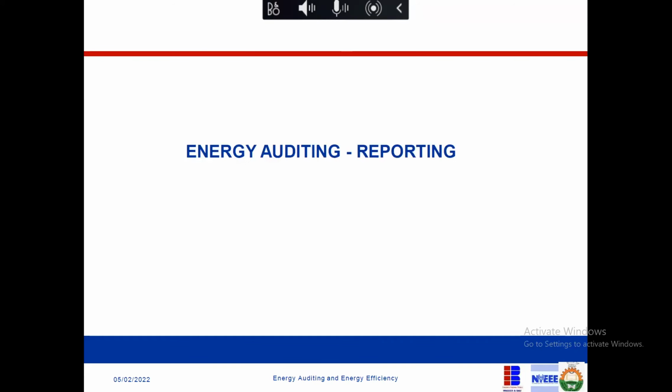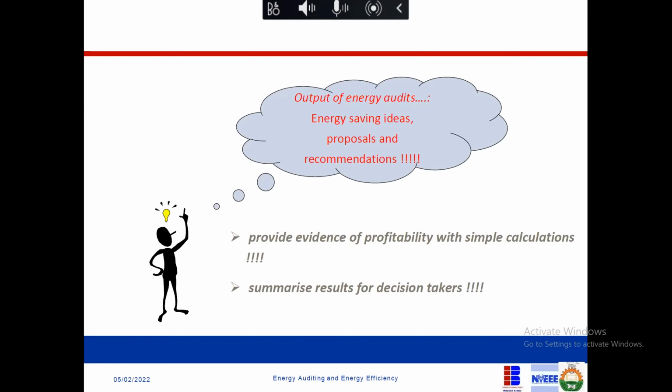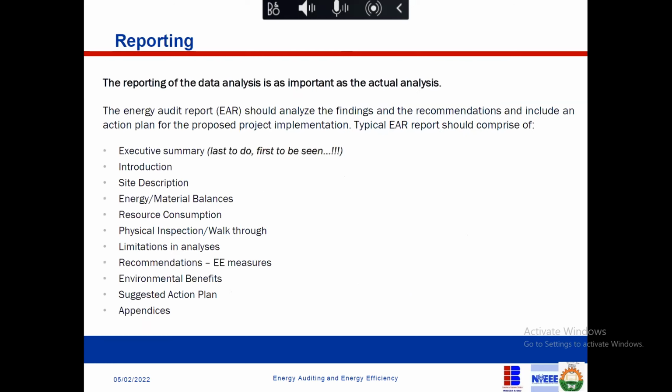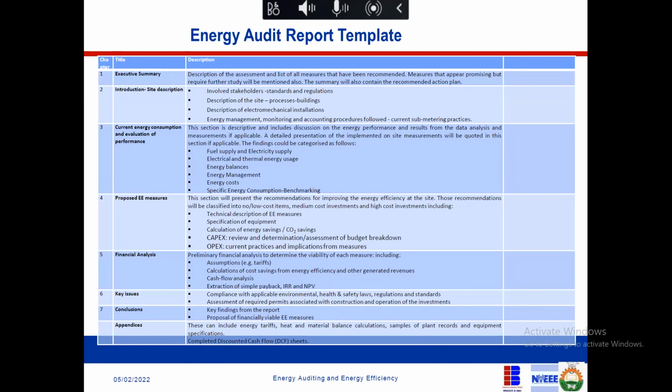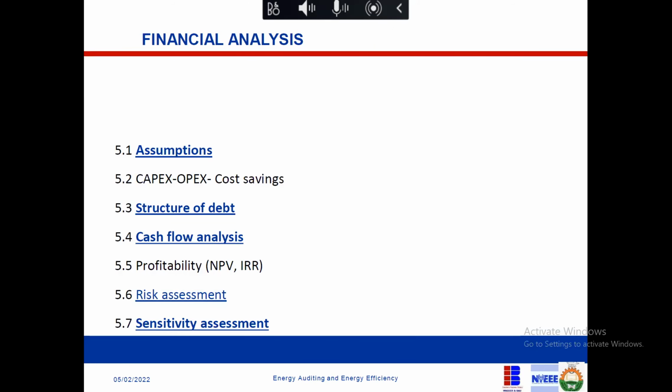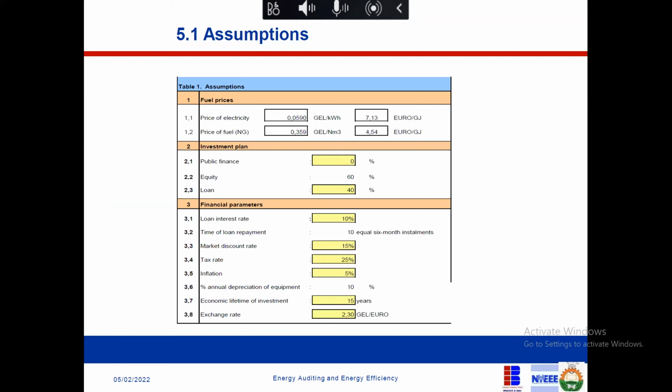Finally, reporting. It says provide evidence of profitability with simple calculation. Summarize results for decision makers. That's too much story. So here we teach you about reporting. What does your table of contents look like? What to look out for in each of the sections. When it comes to the executive summary, what do you do? When it comes to EE measures, what do you do? When you come to these different areas, you need to identify what needs to be done, and so on and so forth. Then finally, you can also implement the use of Excel, and we're going to give you some templates so that if it's a repetitive task, it will be easy for you to do.